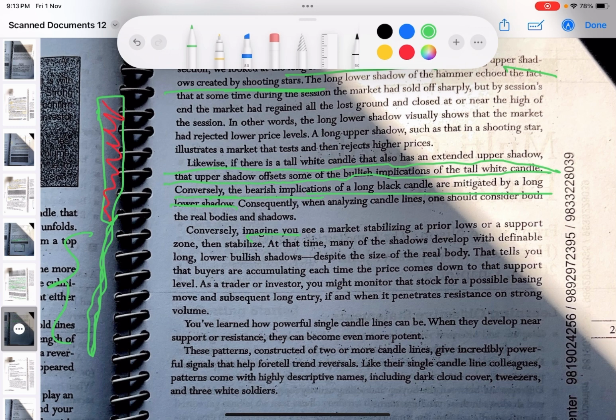Imagine you see a market stabilizing at prior lows or a support zone. At that time, many shadows develop, definitely long lower bullish shadows, despite the size of the real body. That tells you that the buyers are accumulating each time the price comes down to that support level. As a trader or investor, you might monitor that stock for possible basing. So that's what I was saying: at a support area, if a lot of indecision candles are being made at the same area, that means accumulation is taking place.